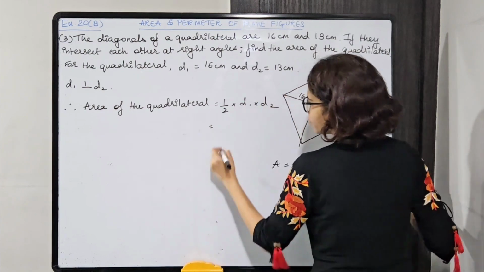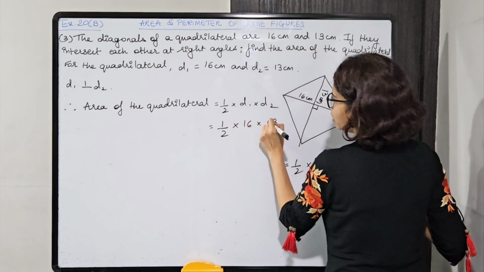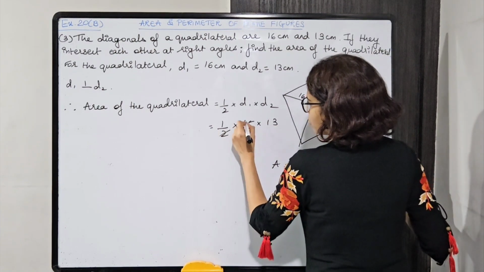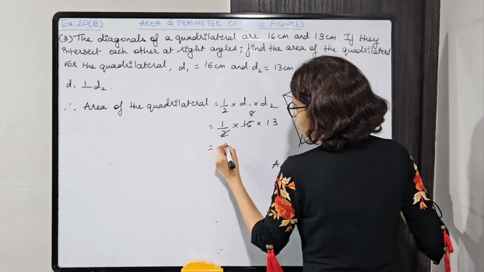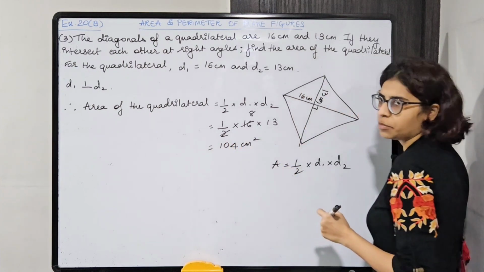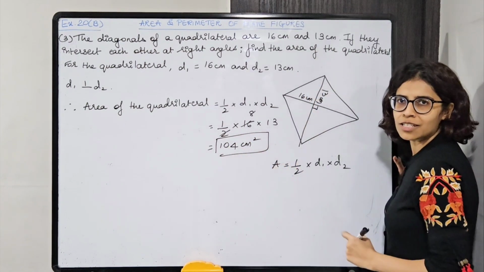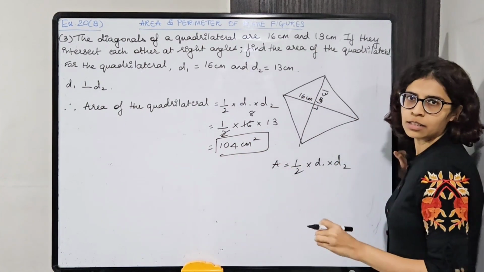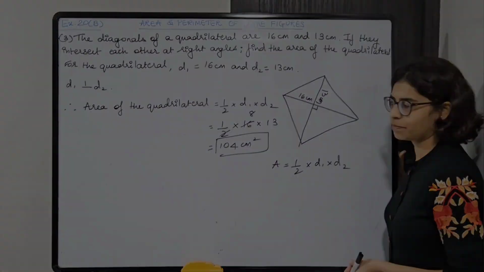Okay, so it will be half into 16 into 13. 2 8s are 16, so 8 into 13. Okay, so that will give 104 square centimeter. Don't forget the units, box the answer and final statement add कर दो. Area of the quadrilateral is 104 square centimeter.